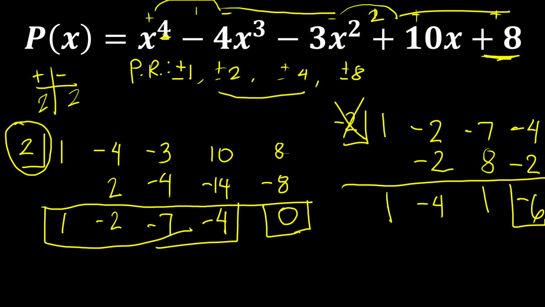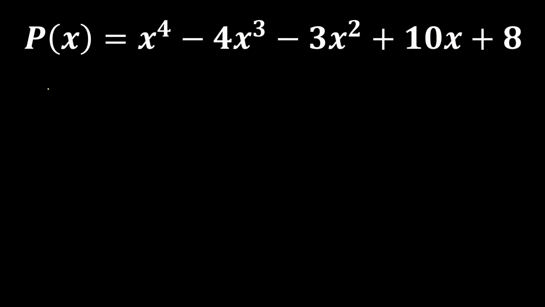So, ibig sabihin, tapos na tayo with negative 2. Try natin kay 4. Okay, next slide ko na po. Let's have possible roots muna. List ako ulit. Positive negative 1, positive negative 2, positive negative 4, and positive negative 8. Tapos tayo with 2, so try natin kay 4.